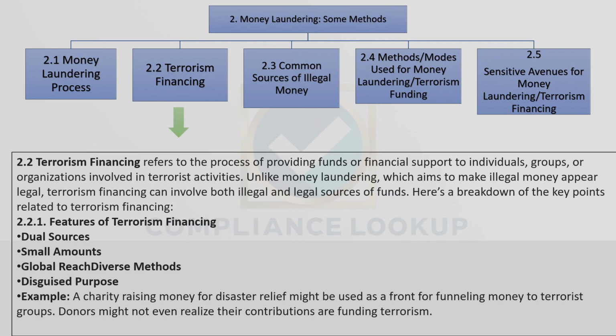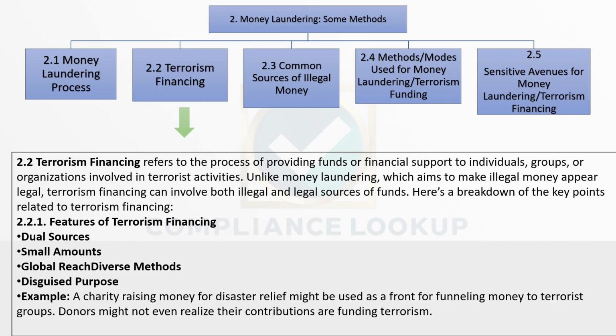Now, coming to key features. First, dual sources. Terrorism financing can draw from both legitimate sources such as donations or businesses and illegal activities like drug trafficking, smuggling, or fraud. For instance, a legal business might be used to generate profits, but a portion of that income is diverted to fund terrorism.